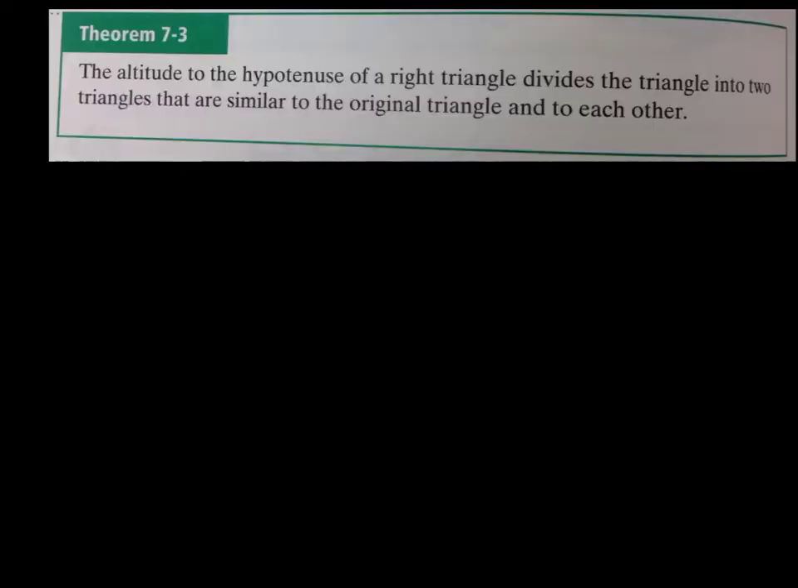The first theorem in Lesson 7.4 states that the altitude to the hypotenuse of a right triangle divides the triangle into two triangles that are similar to the original triangle and to each other. Okay, let's see if we can understand what that means.